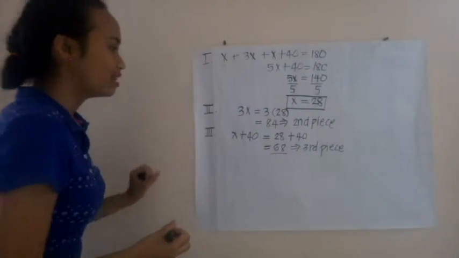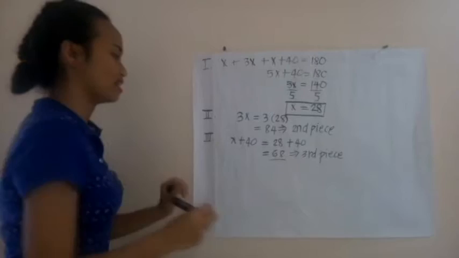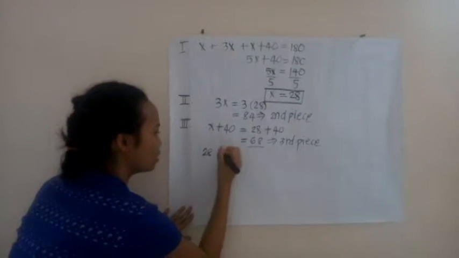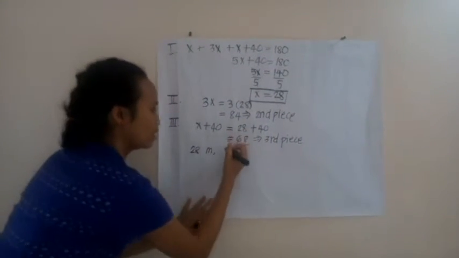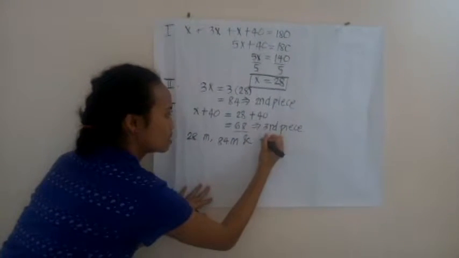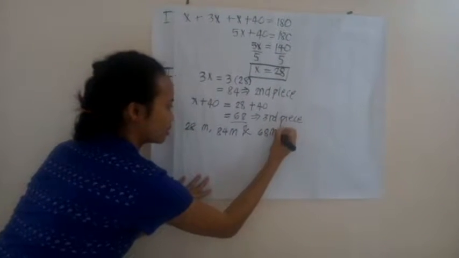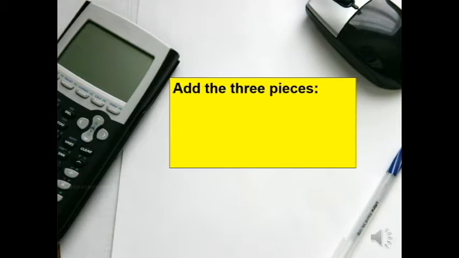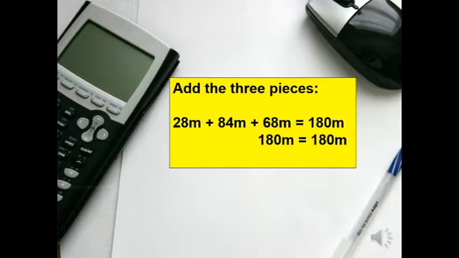Thus, the lengths of the pieces are 28 meters, 84 meters and 68 meters. And now, let's check the answers. Add the three pieces. 28 meters plus 84 meters plus 68 meters equals 180 meters. And now it is equivalent to 180 meters.